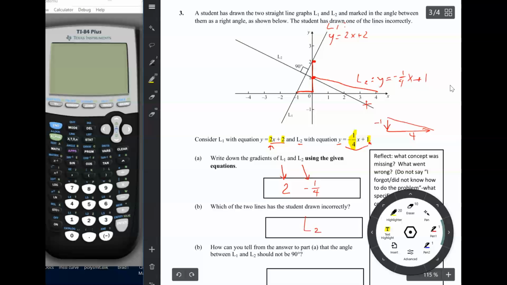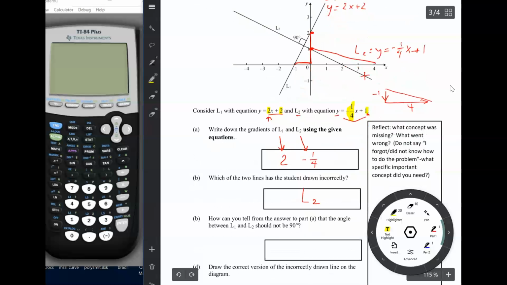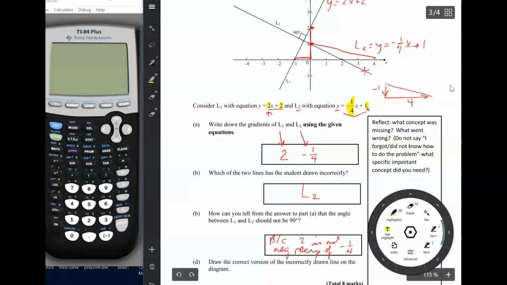Line 2. Can you tell from the answer to part A that the angle between L1 and L2 should not be 90 degrees? Yes, because 2 is not the negative reciprocal of -1/4. So they can't be, right? If it was 2 and -1/2 or 4 and -1/2, then it would be fine.